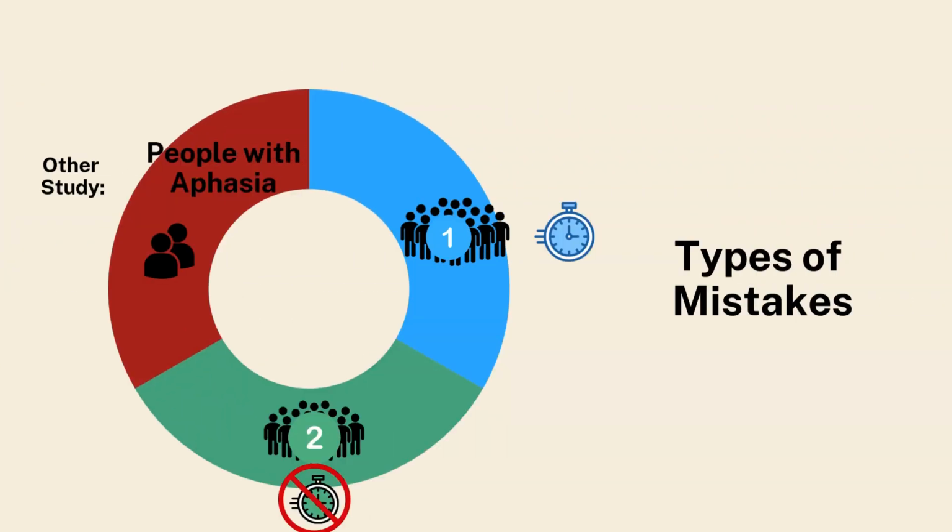But here's the most important thing. Everyone mostly made the same kinds of mistakes. Also, they made them in very similar proportions. That is, the percent of times that each type of mistake happened was about the same for each group.